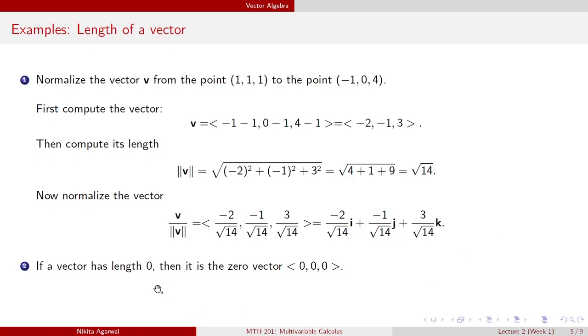If a vector has length 0, then it is nothing but the 0 vector, right? And the length of a vector v is the same as that of minus v, right? Because when you take squares, the negative sign does not play any role. So therefore the length of a vector v is the same as the length of the vector minus v.